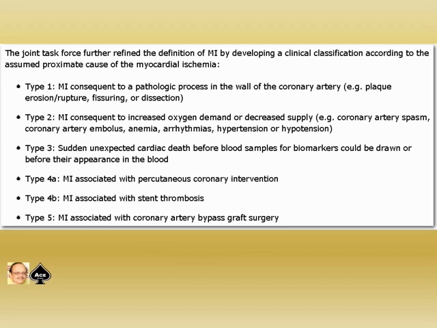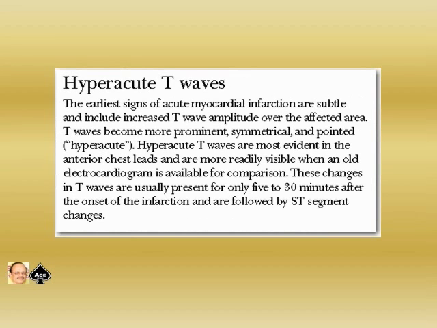Type 3 is sudden unexpected cardiac death before blood samples for biomarkers could be drawn or before their appearance in the blood. Type 4A means myocardial infarction associated with percutaneous coronary intervention. Type 4B means myocardial infarction associated with stent thrombosis, and type 5 means myocardial infarction associated with coronary artery bypass graft surgery.